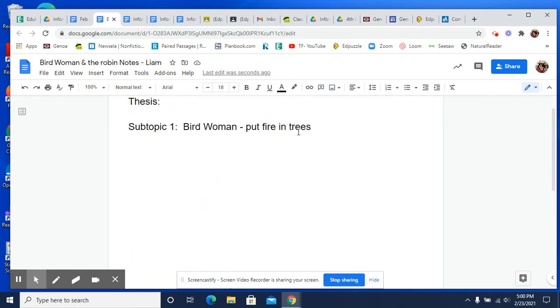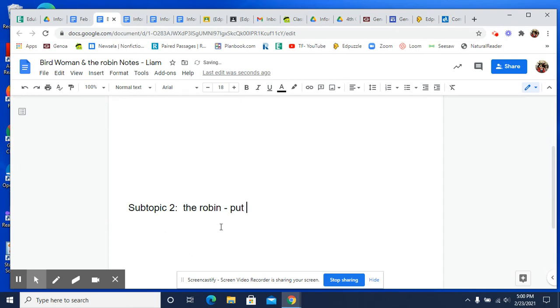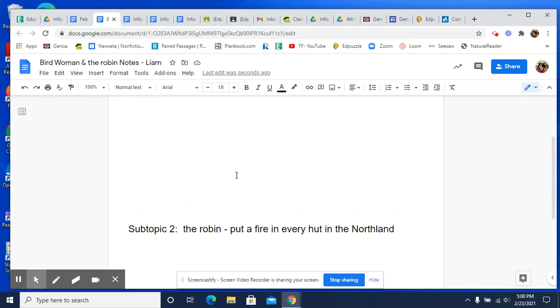So if I have put fire in trees, well, where did the robin put the fire? Well, she put a fire in every hut, right? In the Northland, or you can just say in every hut. Okay. So then your topic sentence for this paragraph would be the robin helped others by putting a fire in every hut in the Northland. Okay. So we have our two subtopics.